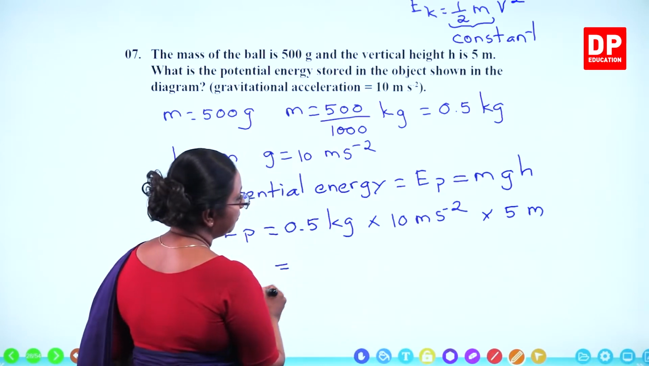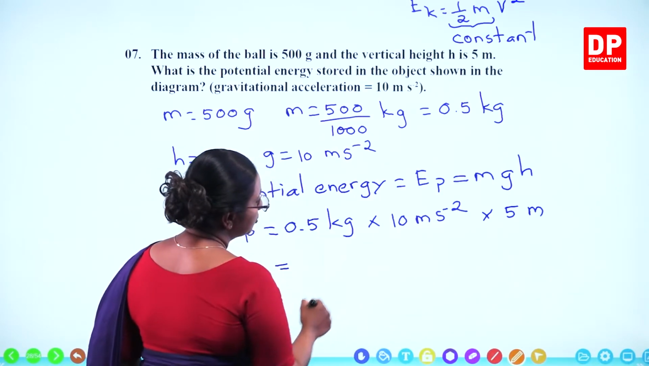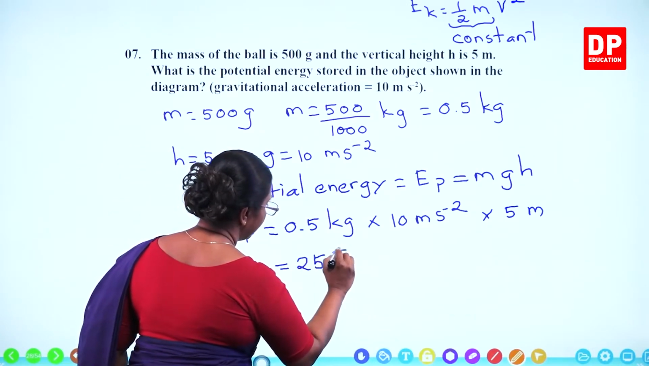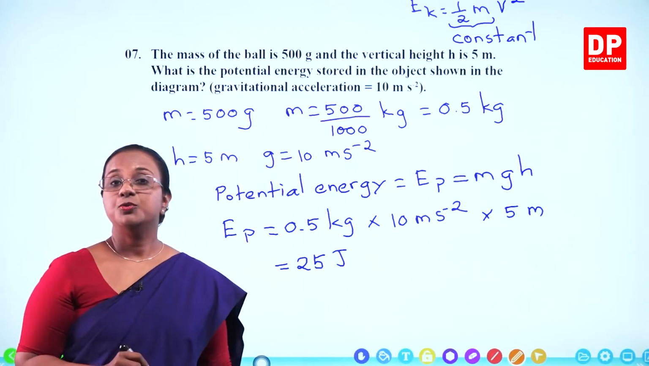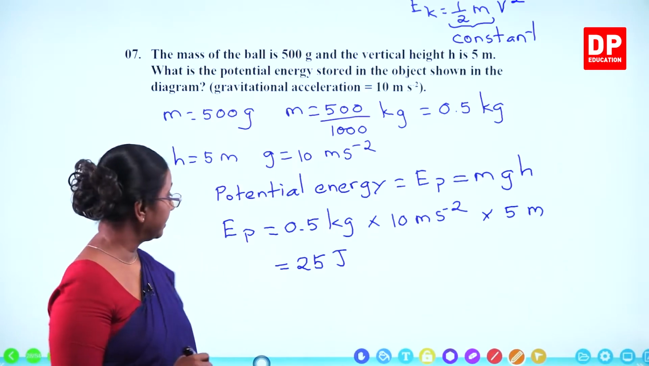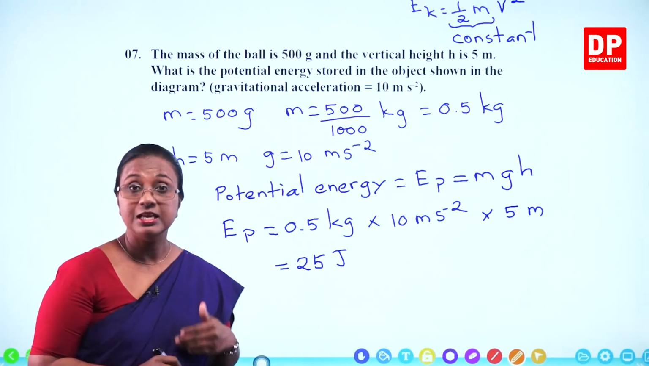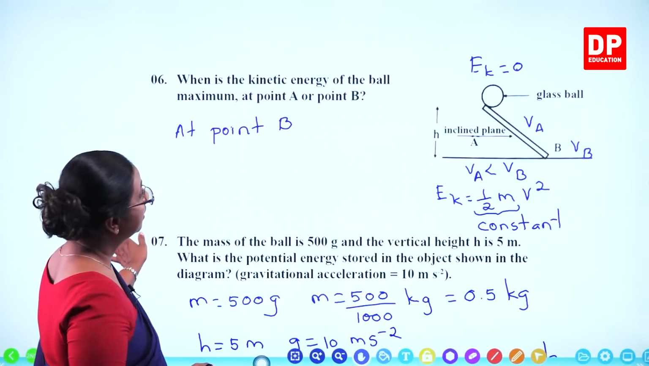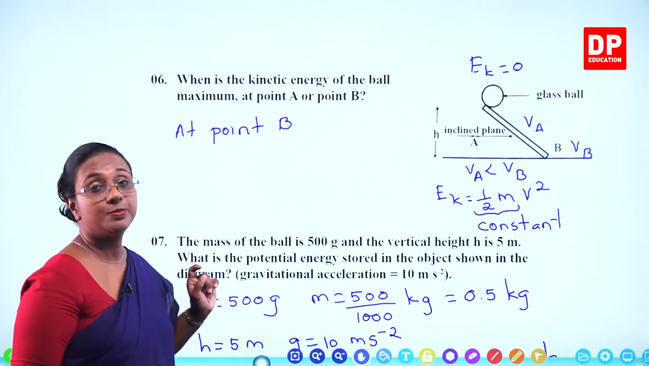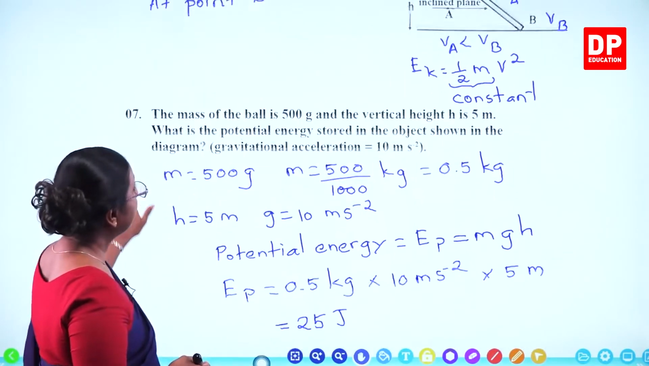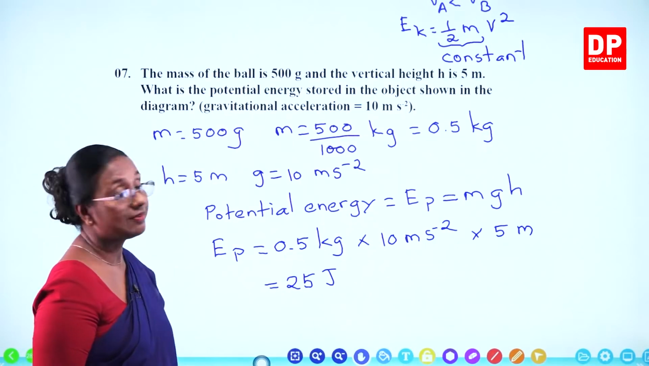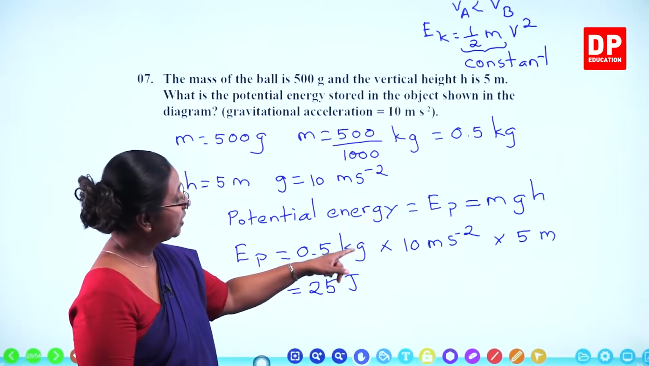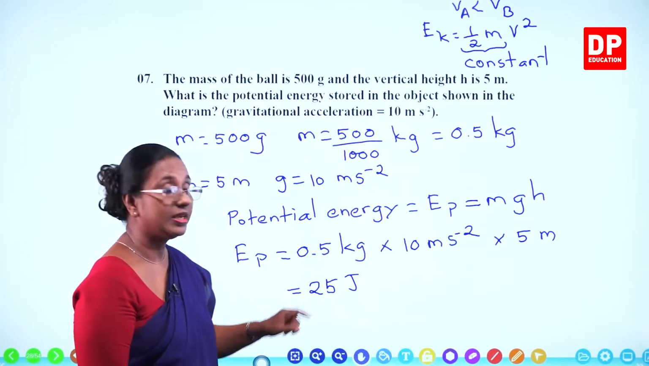So then, if we multiply 0.5 into 10, 5, 5 into 5, 25. So that is going to be 25 joules. 25 joules is the potential energy, or the gravitational potential energy, gained by the object. So if we look at the questions again, here I explain why at point B the kinetic energy is more. And here we were supposed to calculate the gravitational potential energy. So here m is 0.5 kilograms into 10 into 5, that is 25 joules.